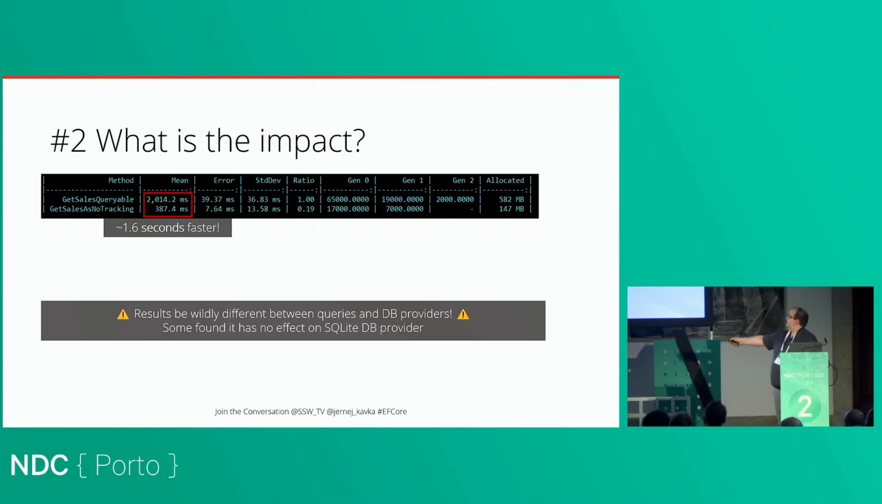And what is very important here is this is very dependent on the DB provider you use. So at least in EF Core 7, and I think that was a bug, AsNoTracking had no effect. So whether you used AsNoTracking or not, you got the same numbers.